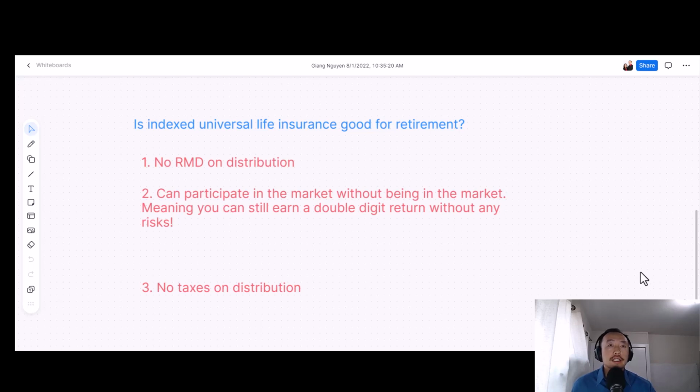Next, the third reason why it's good for retirement is that there's no taxes on distribution. This is important because if you need to take out $100,000 to live, then you could just take out $100,000 from your cash value without any taxes. However, in a 401k/IRA, you will have to take out more than $100,000 to end up with $100,000 in your hand, right?